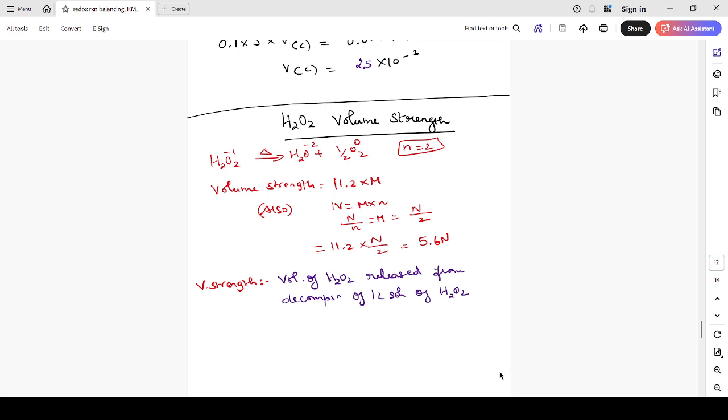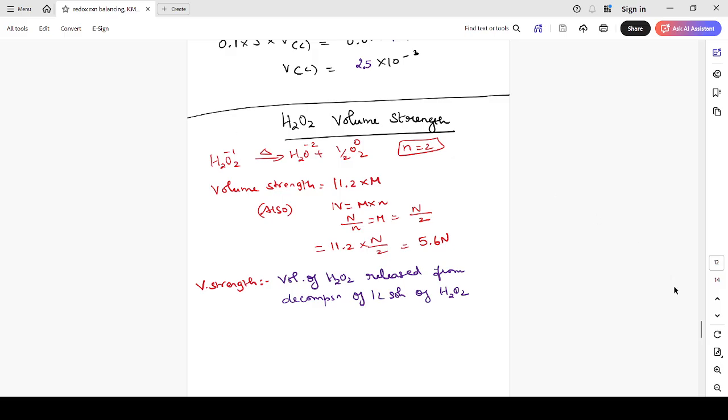We are learning about hydrogen peroxide volume strength. Though this specific topic is not directly from the mole concept, it's actually from the redox reactions. So today we will be covering the redox reaction aspect as well. Before that, let's cover hydrogen peroxide volume strength.